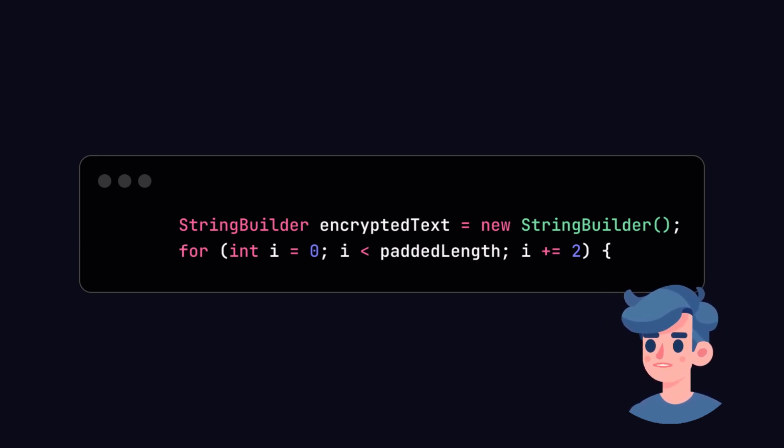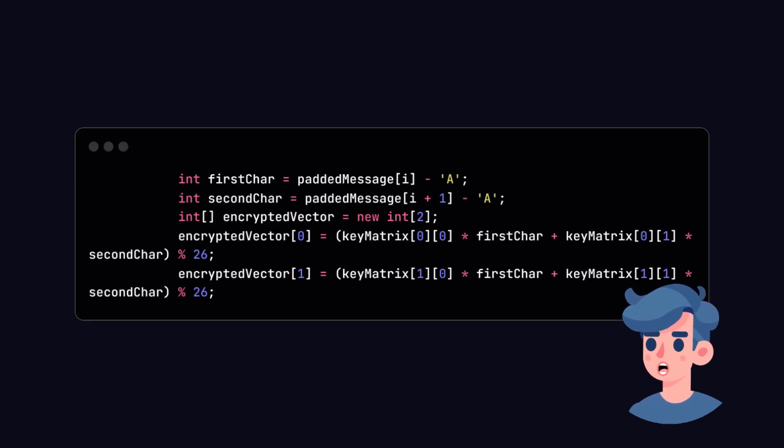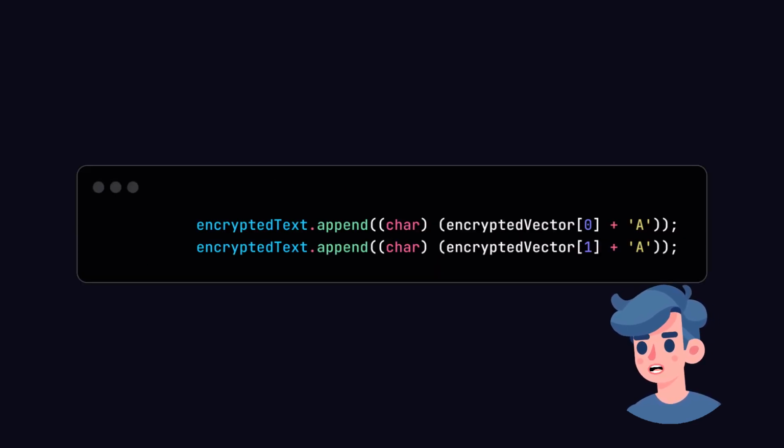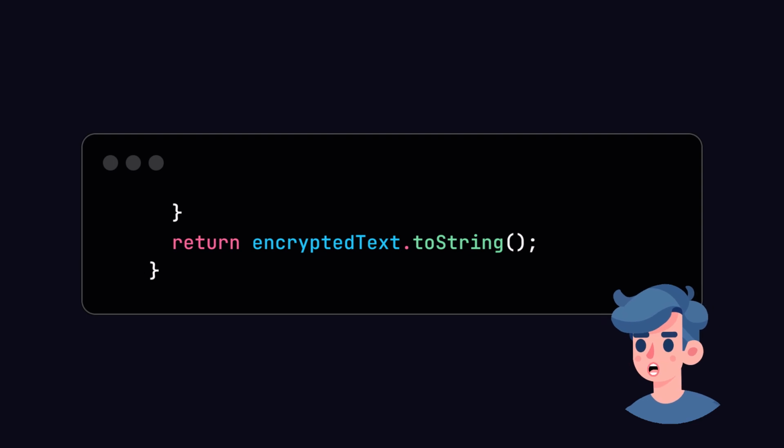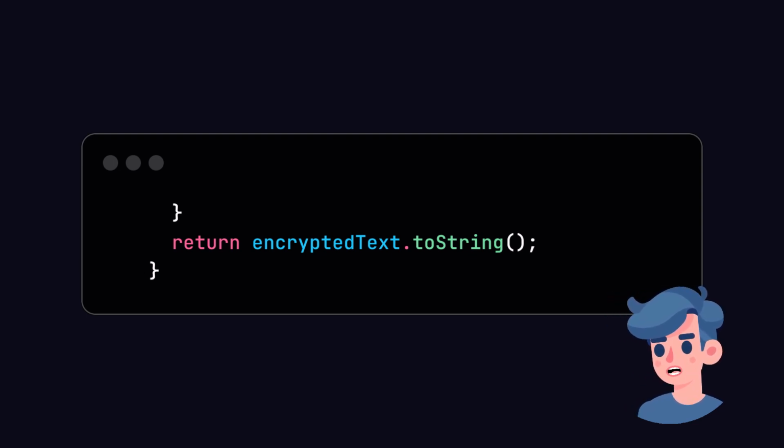Let's build a loop to process our padded message pairwise. In this loop, we'll create a vector from the 2 characters and multiply it by our key matrix to get the encrypted letters. Finally, we will convert the encrypted numerical values back to letters and append them to our result string. Here's how we can achieve that. After finishing the loop, we can return the final encrypted message. Before we proceed with the implementation, let's look at the complete encrypt method now.